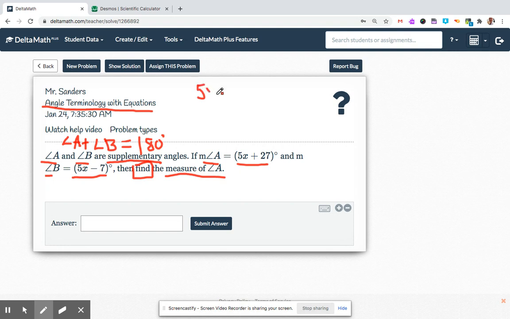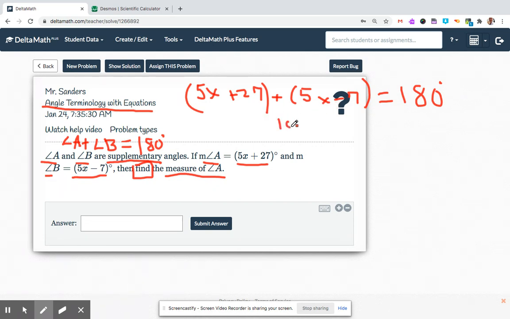So that's 5x plus 27 is angle A, plus angle B is 5x minus 7. Okay, and then these have to add up to be equal to how much? 180 degrees. Okay, so the parentheses don't affect anything in this problem. There's no negative signs. There's nothing out in front, nothing to distribute. So it's like the parentheses aren't even there. So I'll just go ahead and do straight combining. If there were something out in front, I would have to distribute it.